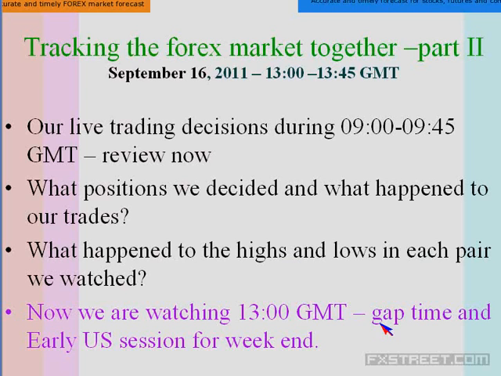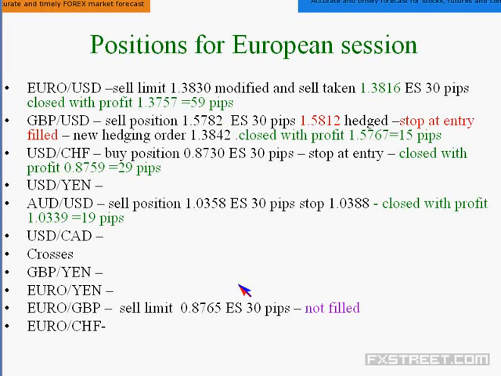So now we are watching 13 GMT, the gap time, and between 12:30 and 12:45 we will be watching the early US session move. They will be handling the majors quickly at that time. Then we will review what happened. So before going to this particular session, let me just review what happened to the trades, what we have decided, and what was the end of it.